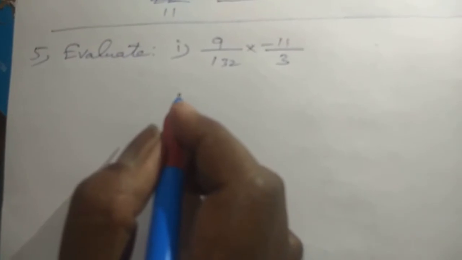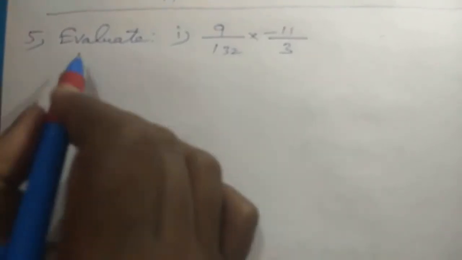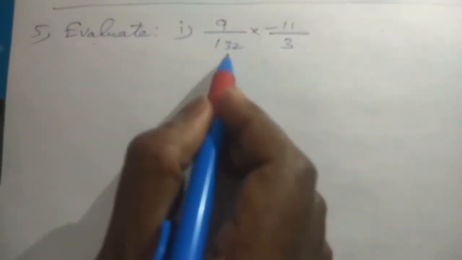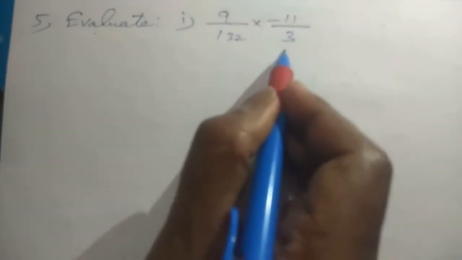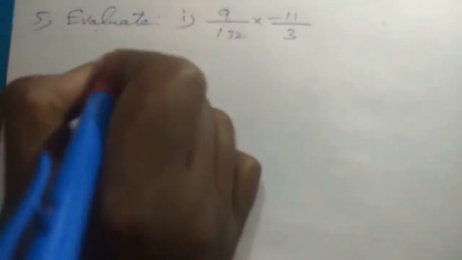Now we are going to see exercise 1.2, fifth sum. Evaluate. The first subdivision is 9 by 132 into minus 11 by 3, correct? So we write this one as 9 by 132 into minus 11 by 3, okay? Straight away we can cancel here because it is multiplication inside. Straight away we can cancel here, 3 3s are 9.